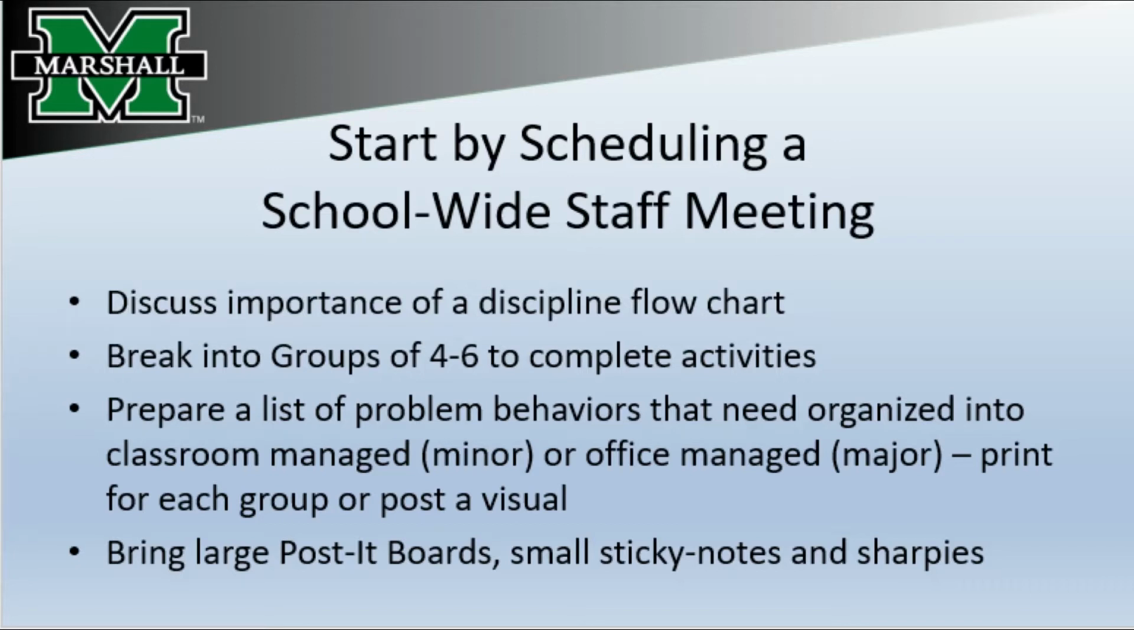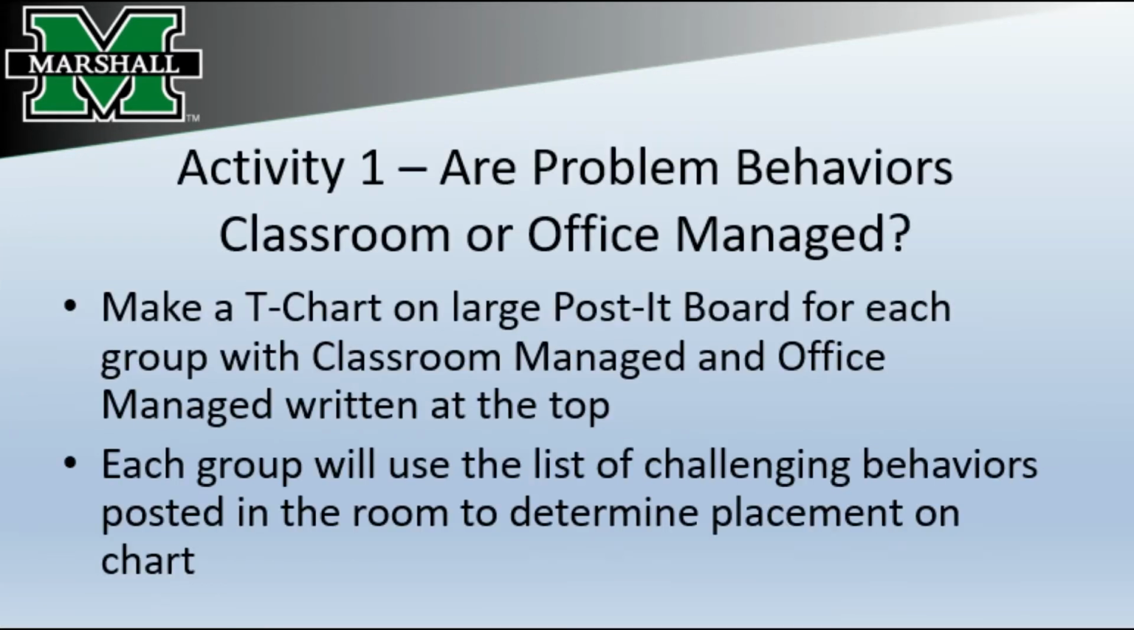Once the activity is explained, give each group a large post-it board, small sticky notes, and Sharpies. At the top of the large post-it board, have each group make a T-chart. It should have classroom managed on one side and office managed on the other side. The group should look at the first list of problem behaviors given to them and come to a consensus within the group of where each behavior should belong.